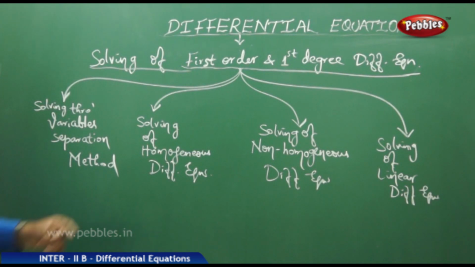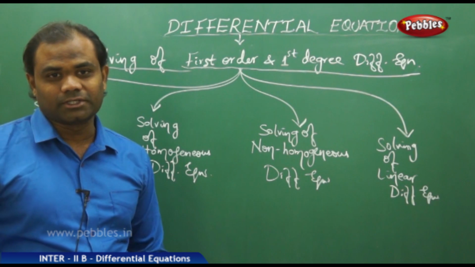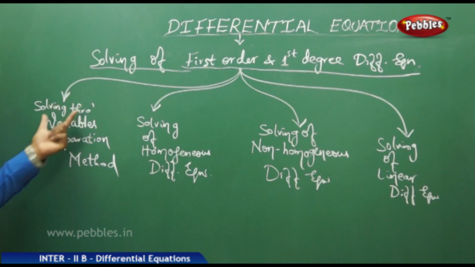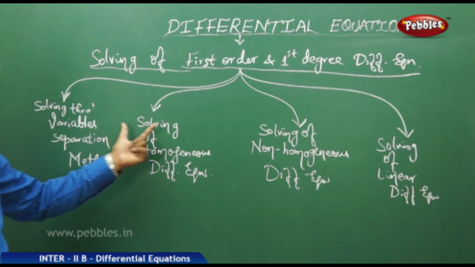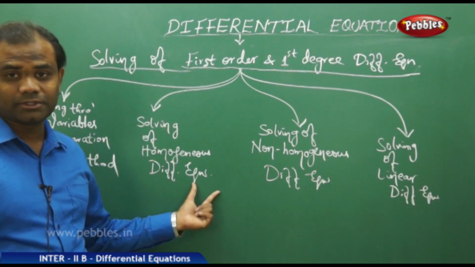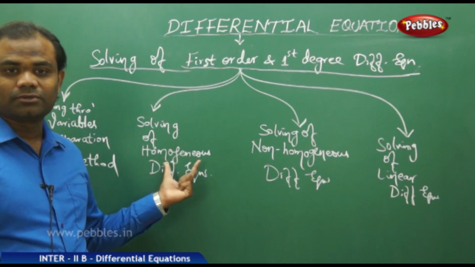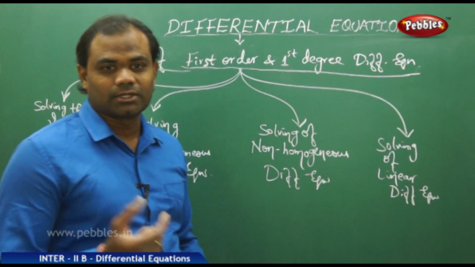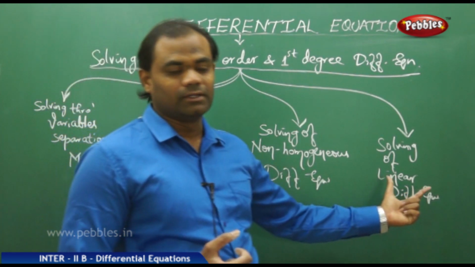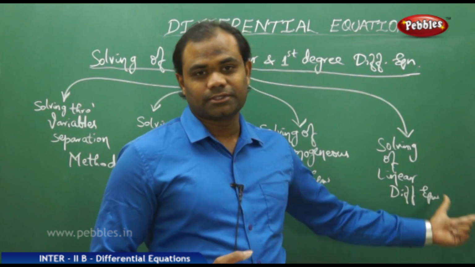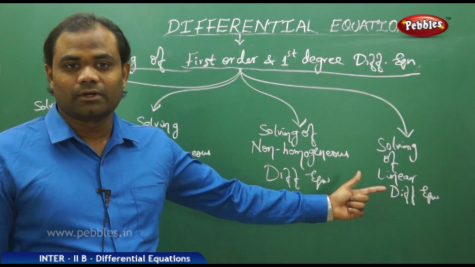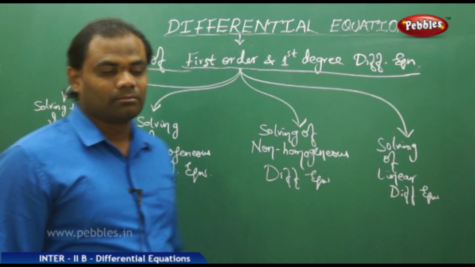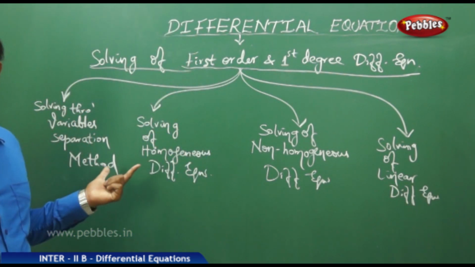So this first order and first degree differential equations are solved using 4 types of methods. One is solving through variable separation method, and next is solving of homogeneous differential equations through a particular method, and next is solving of non-homogeneous differential equations using its respective method, and finally solving of linear differential equations using its own respective method. So let's see these 4 methods, starting from variable separation method.